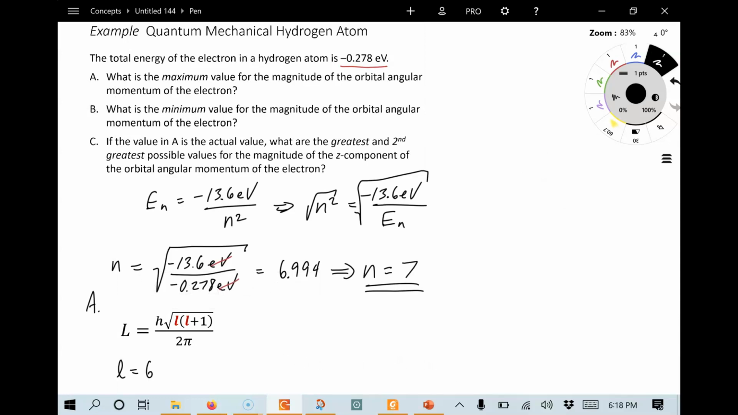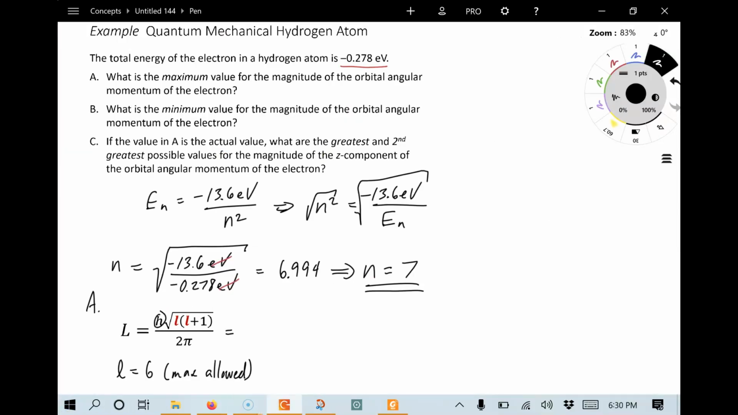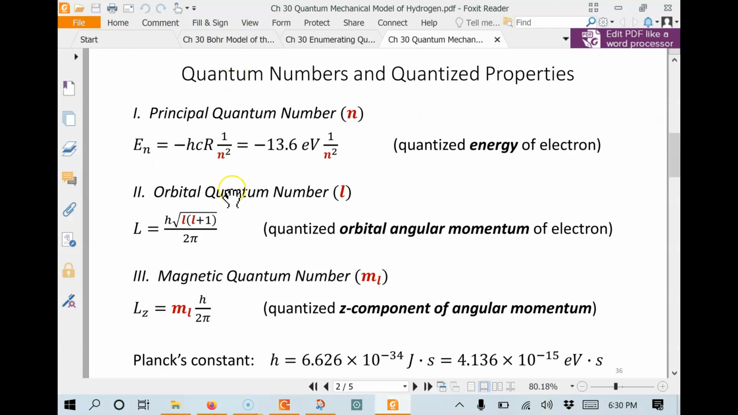L equals 6, the max allowed, since n equals 7. And let's put in our values here. Let's look up Planck's constant h. It's right here. Now, we've been using this version, eV times seconds, a lot with the energy formula.